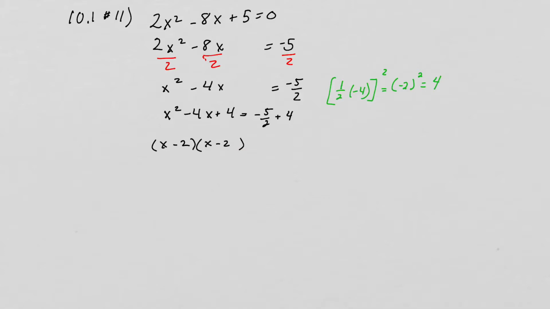On the right-hand side, we need to get a common denominator. So let's take the negative 5 halves and multiply it by 2 halves. No, I guess the negative 5 halves is fine. Okay, so leave the negative 5 halves, but take the 4 and think of it as a 4 over 1. Multiply it by 2 halves so that we get a common denominator of 2. So the left side is all set. It's x minus 2 squared. The right side now is negative 5 halves plus 8 halves, which is 3 halves.